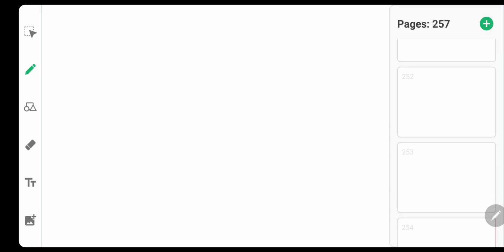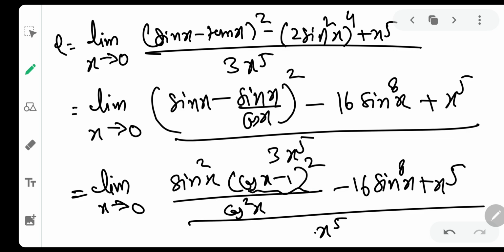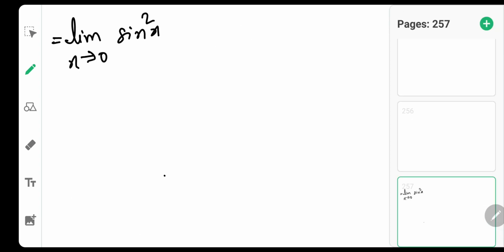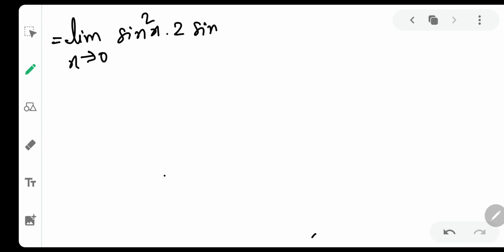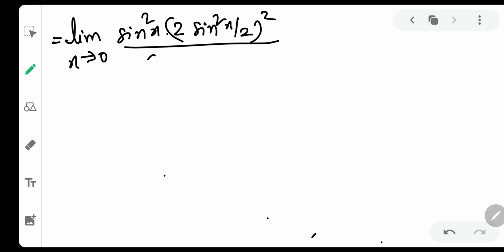So this will turn into limit x tends to 0 sin square x. Now cos x minus 1 can also be written as 1 minus cos x the whole square, because it is square, so we can write down that. So 1 minus cos x the whole square will be equal to 2 sin square x by 2 the whole square. Okay, so let us write down that as 2 sin square x by 2 the whole square upon cos x and x raised to 5.